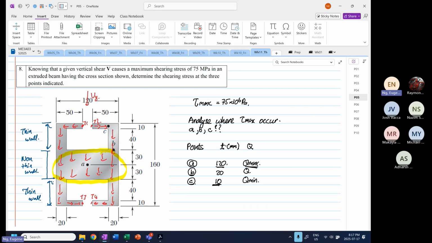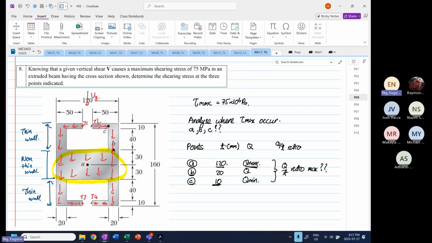Remember what I tell you all, the most important thing is you have to analyze based on the Q over T ratio. So over here, where is the Q over T ratio maximum? We don't know. That's what I want to find out.